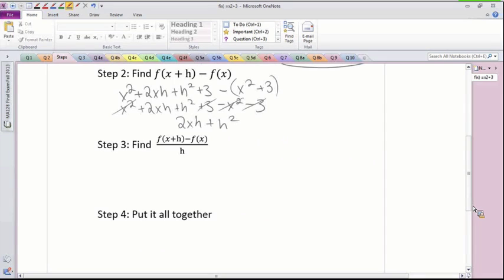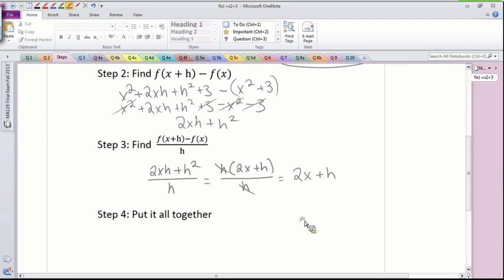Third step, f of x plus h minus f of x, which is what we have in step 2, and we're dividing that by h. So we have 2xh plus h squared all over h. Now we notice on the top that we have h's in both terms, so I can factor out the h and have 2x plus h all over h. The h's will cancel, so all we're left with is 2x plus h.